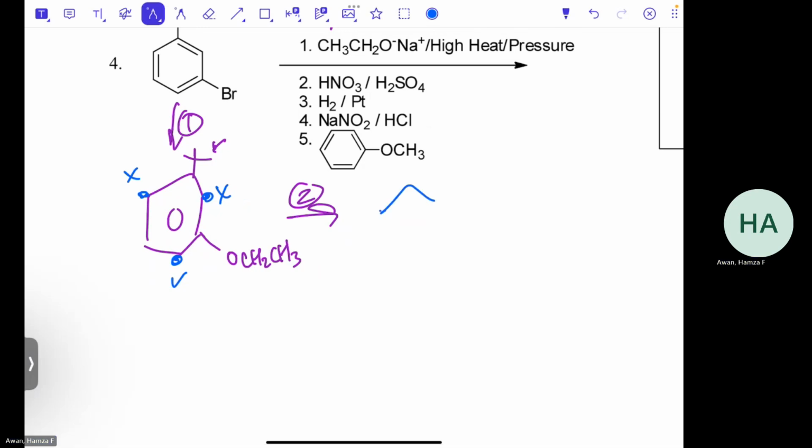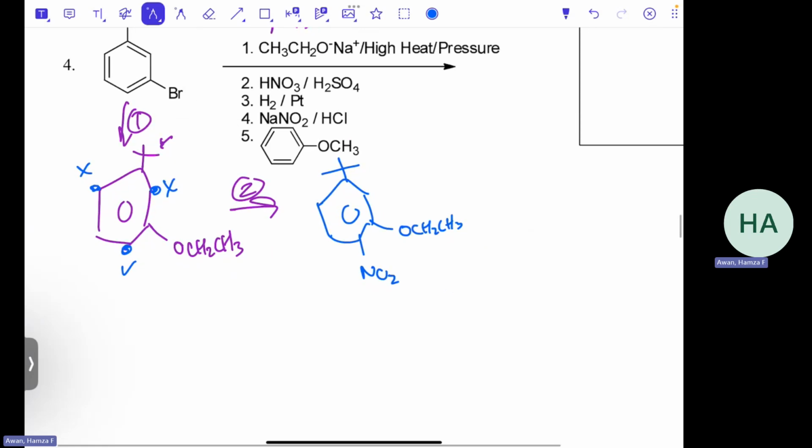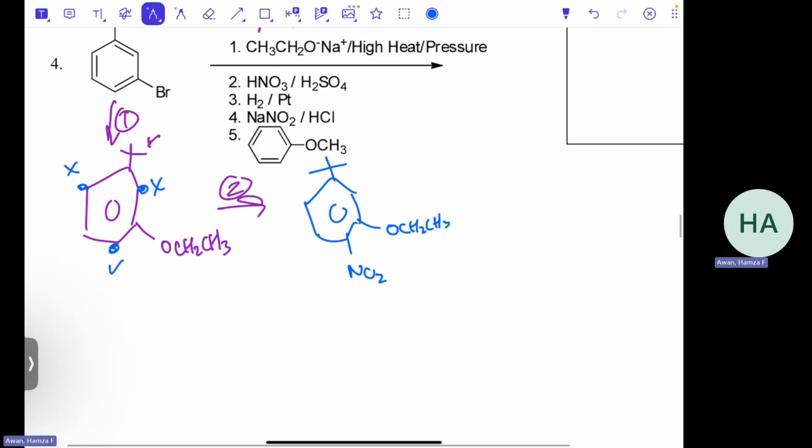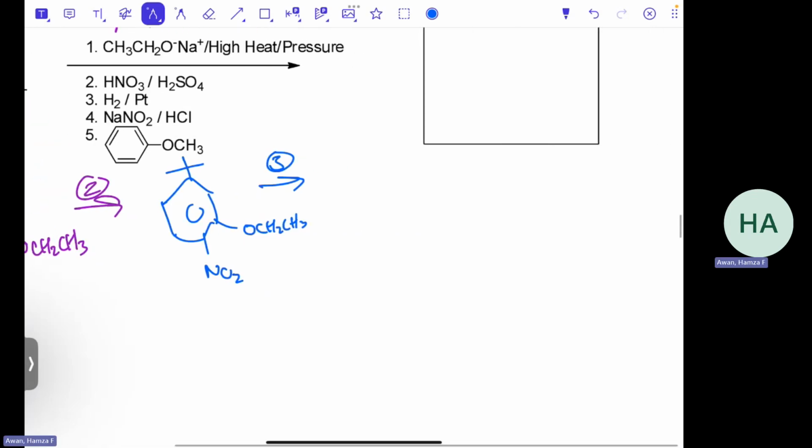So our product for that is going to be our OCH2CH3 and then our nitro group right here. Our third step, H2 Pt, is going to cause our nitro group to become an amine group. So our NO2 is going to become an NH2, which is going to become protonated.